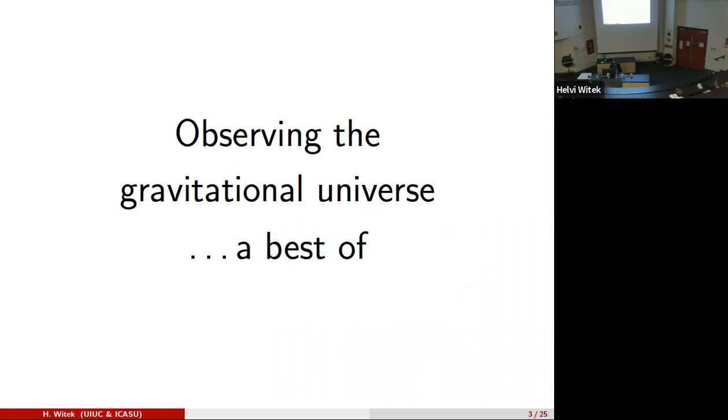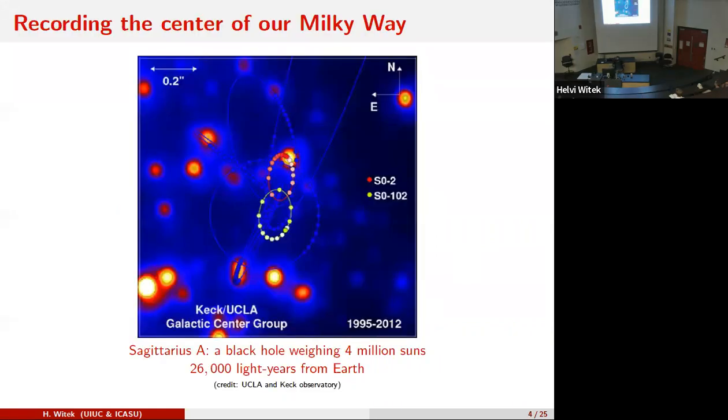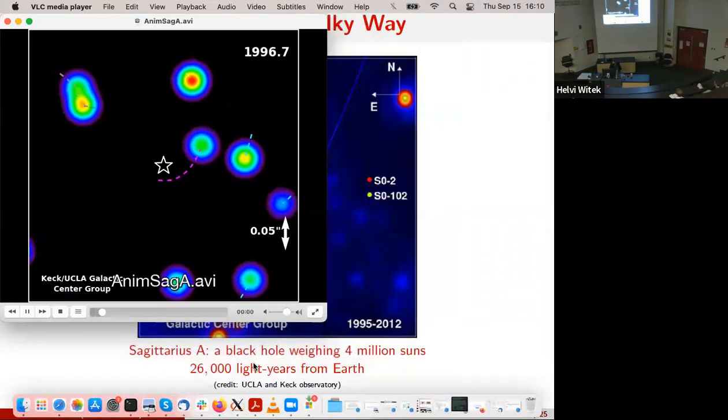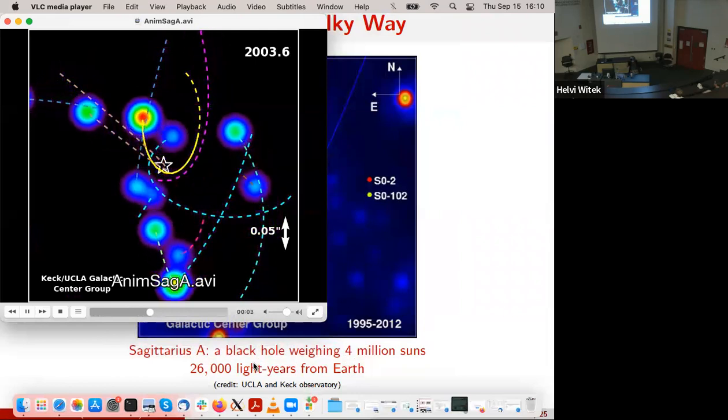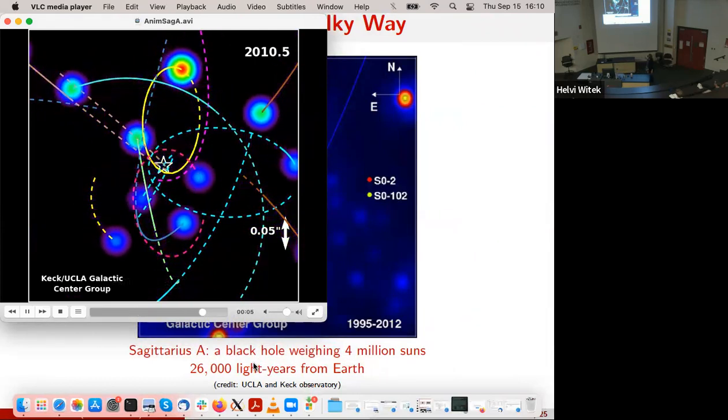The one that I want to start with is an observation from the Keck Observatory. I want to take you with me to look at the center of our very own galaxy, our Milky Way, something that's about 26,000 light years away from us. Let's look at the stars moving at the center of our Milky Way. I haven't done this. This was done by, among others, the Keck group at UCLA, where they tracked the movement of stars around the center of our Milky Way.